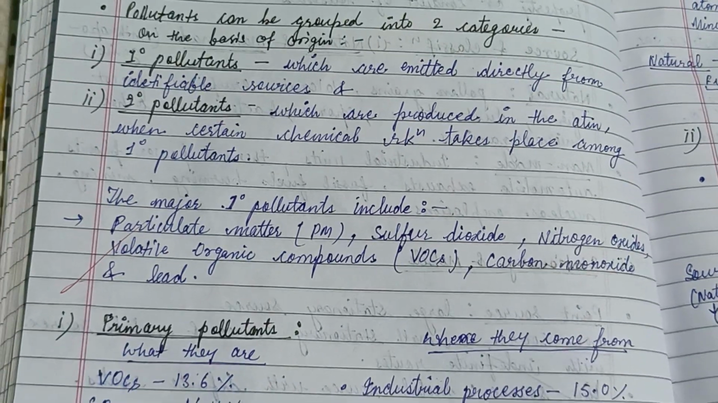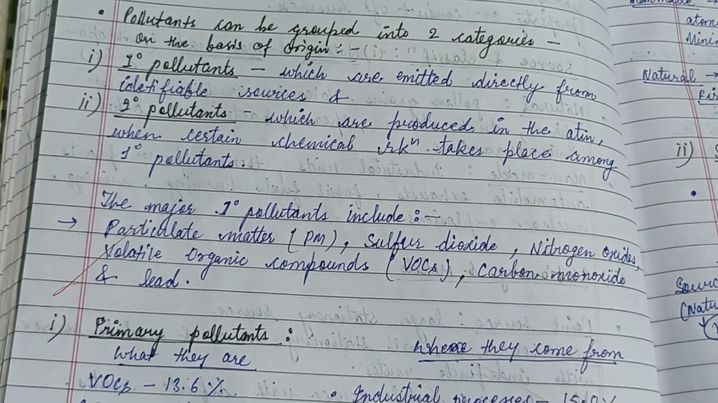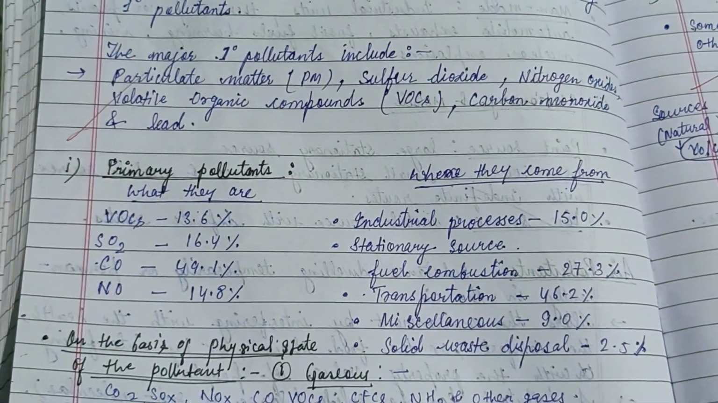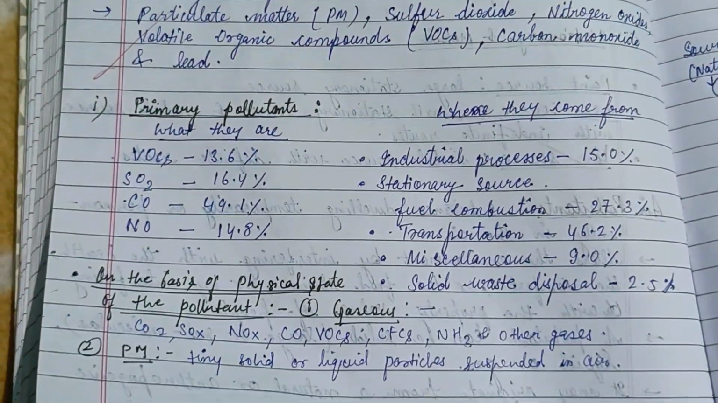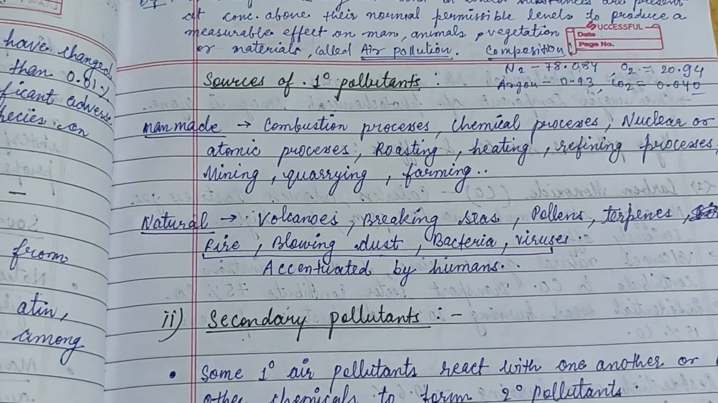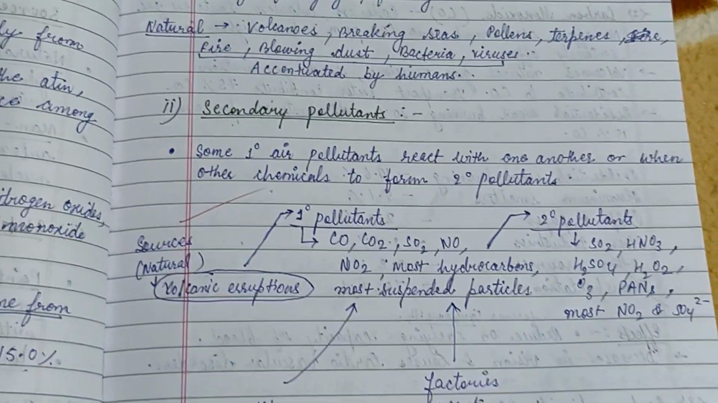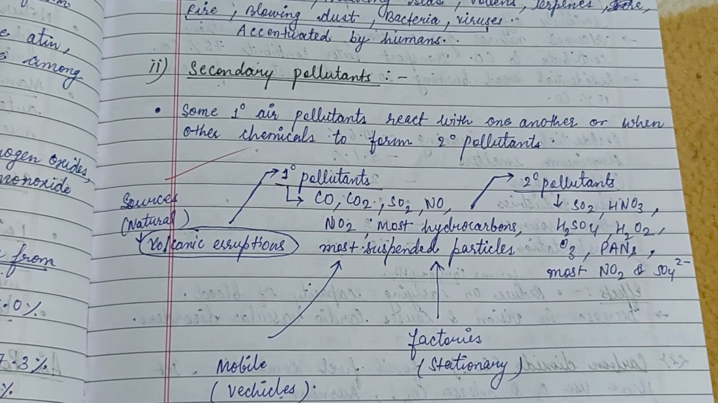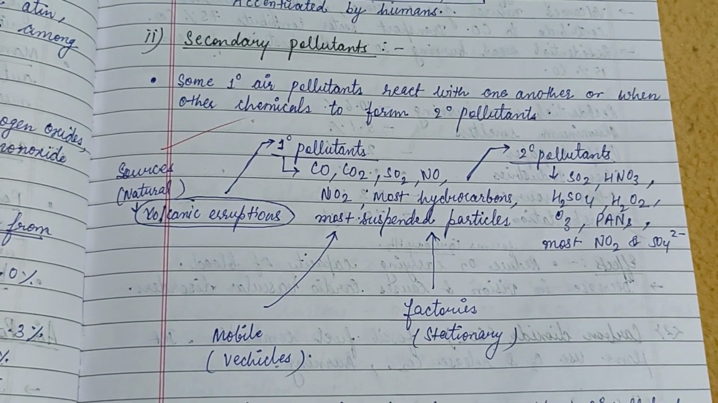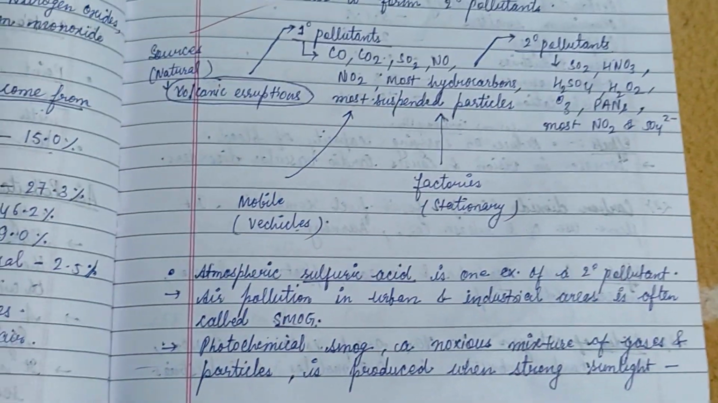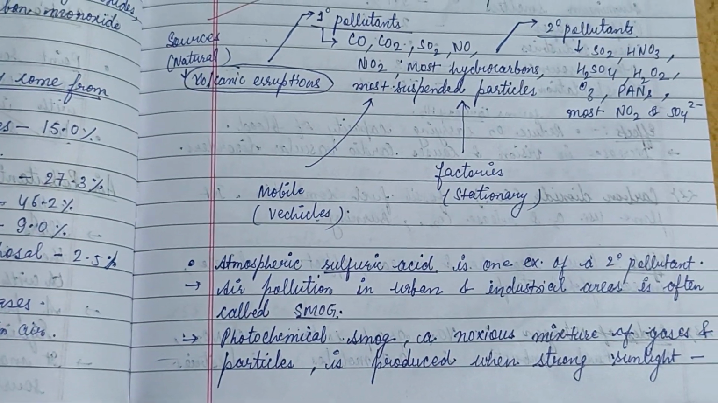PAN, peroxyacetyl nitrate, is included in secondary pollutants. Here are some descriptions about primary and secondary pollutants. Sources of primary pollutants are man-made and natural. Secondary pollutants form when primary air pollutants react with one another or with other chemicals to form secondary pollutants. Atmospheric sulfuric acid is one example of a secondary pollutant.